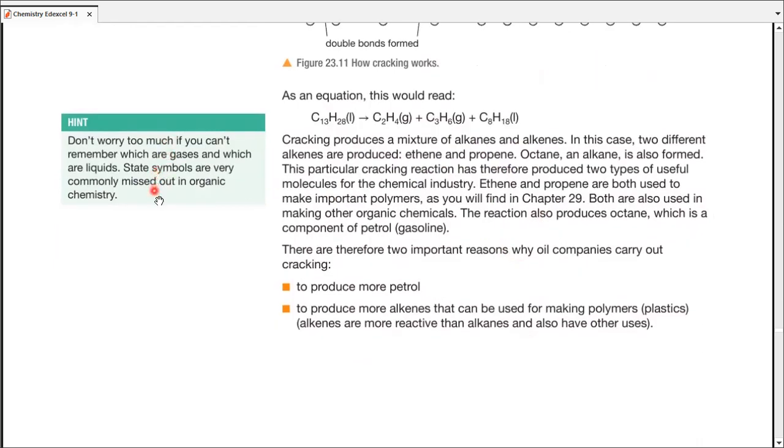A hint, and an important one at that: don't worry too much if you can't remember which are gases and which are liquids. State symbols are commonly missed out in organic chemistry. So if you do not write these state symbols, or you don't know whether it's a liquid or a gas or a solid, don't worry about that. You can miss them out and you'll still be rewarded with complete marks.